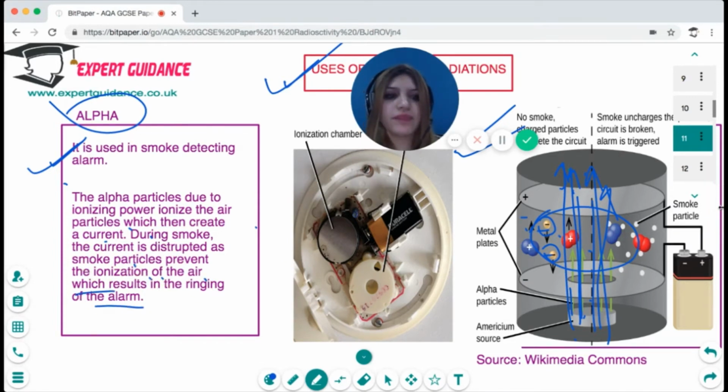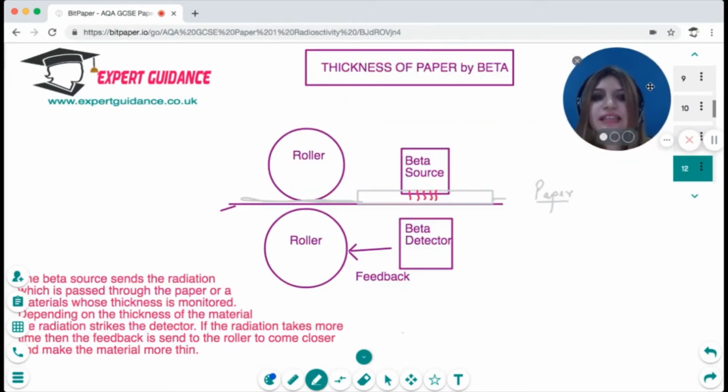Next we have the thickness of paper controlled by a beta source. You can see this is a paper, and we have a beta source that is emitting beta radiation and a beta detector, and that is giving feedback to the roller. Now if the radiation takes a lot of time to come to the detector, then the detector will find out that the paper is actually thicker than what is required.